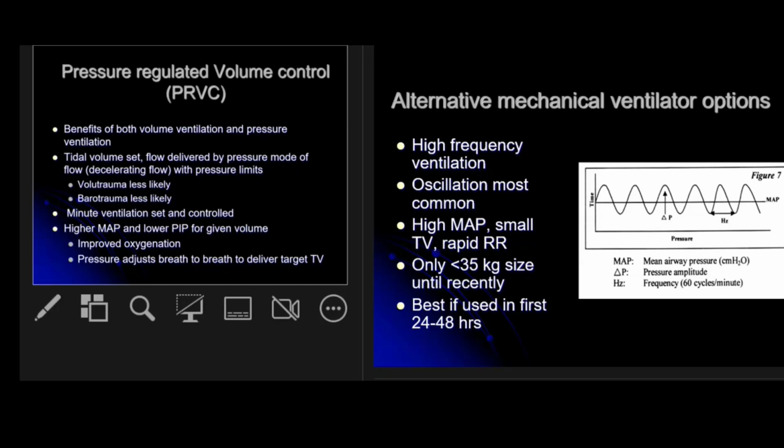But if you're not going to use PRVC, you must pay attention to the tidal volume. Because that tidal volume, as the compliance improves, will start climbing and climbing, and you can end up in a situation of volume drop. Questions about that? Everybody got that concept? Yes? Okay, moving on.